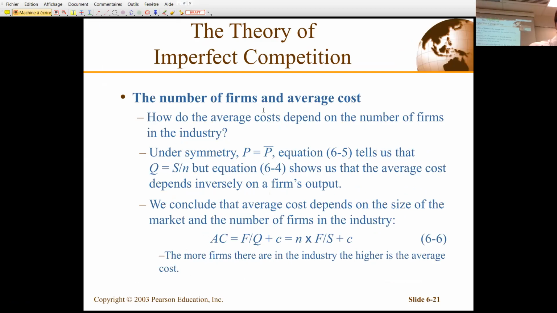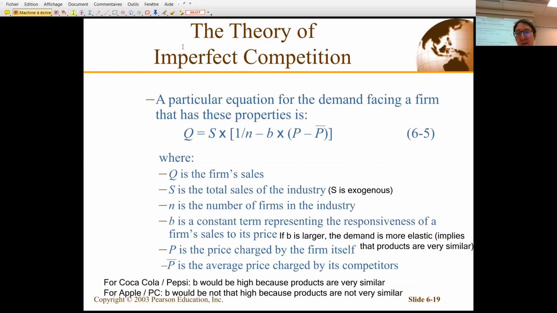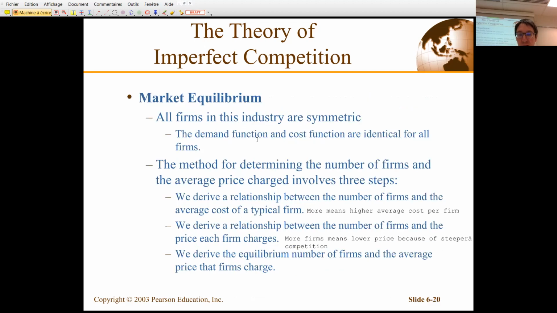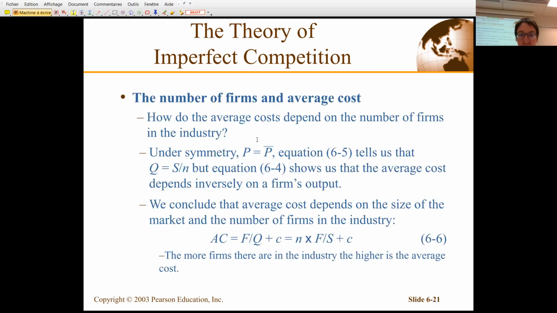Number of firms and average cost. How do the average costs depend on the number of firms? We go back to the equation that we just discussed. We assume that P equals P bar. Then Q equals S divided by N. So under symmetry, P equals P bar, equation 6.5, which tells us that Q equals S divided by N.